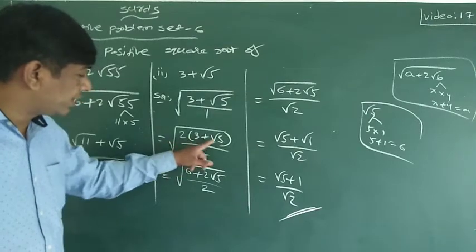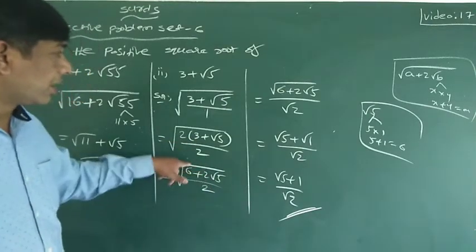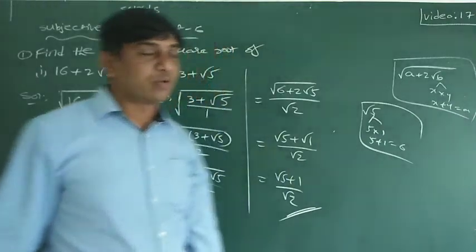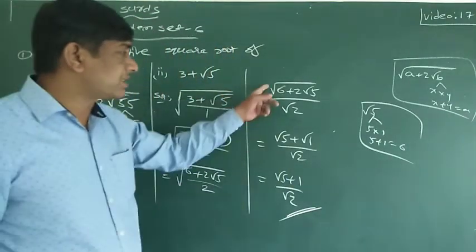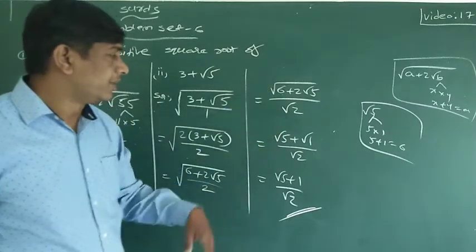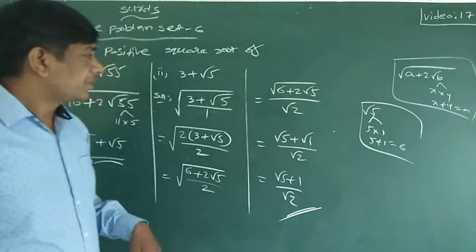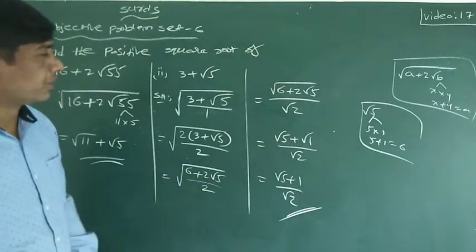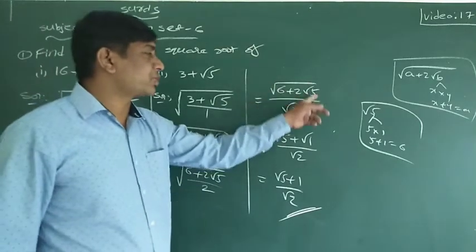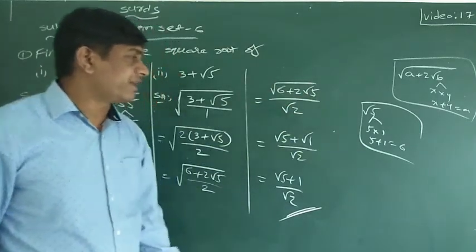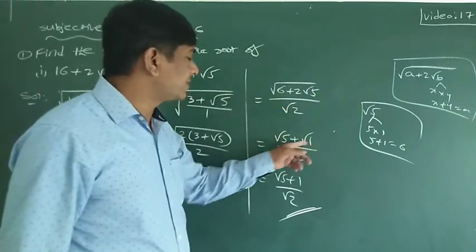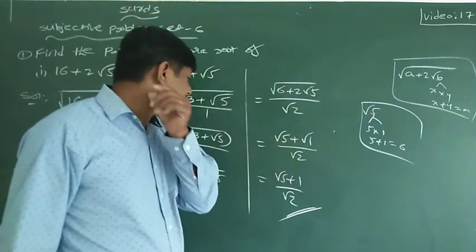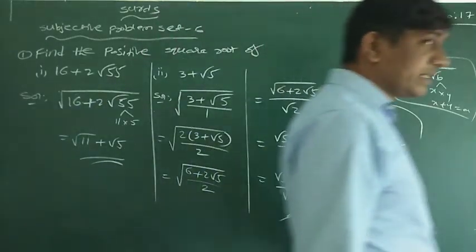2 3s are 6, 2 into root 5. Now I got it in the form of a plus 2 into root b, all by 2. After that, removing the radical, root a by root b: root of 6 plus 2 into root 5 by root 2. Again, the numerator square root I am finding. 5 ones are 5, 5 plus 1 is 6. So root 5 plus root 1 by root 2, that is equal to root 5 plus 1 by root 2. Please write down.